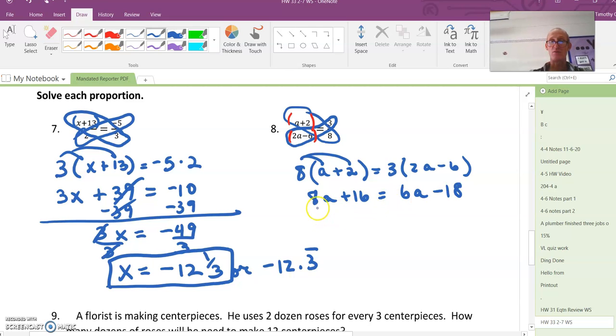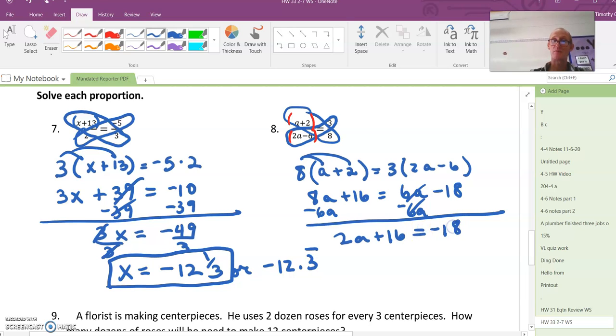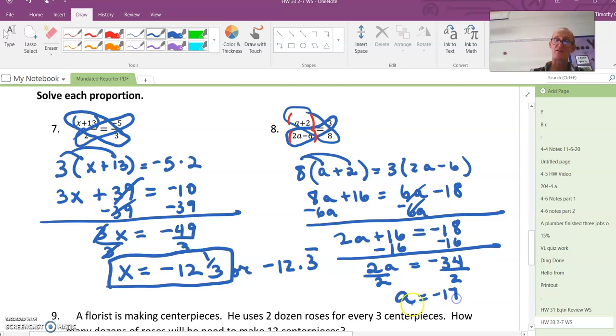All right, so now we've got an equation that we've got to subtract the 6a from the 8a and cancel the 6a. And so 2a plus 16 is on the left, and that's equal to negative 18. And I will subtract the 16 from both sides, and I get 2 times a is equal to negative 34, and I divide by 2, and I get a is equal to negative 17.